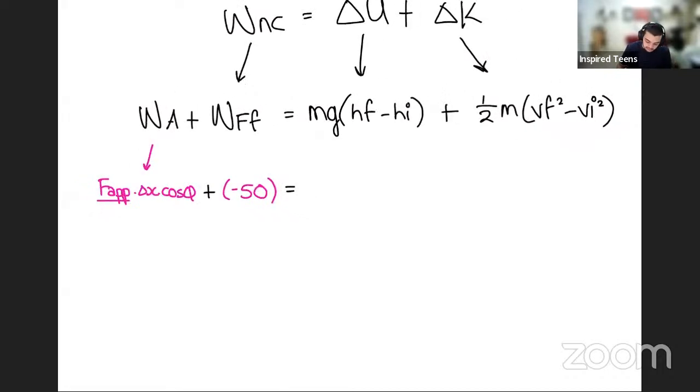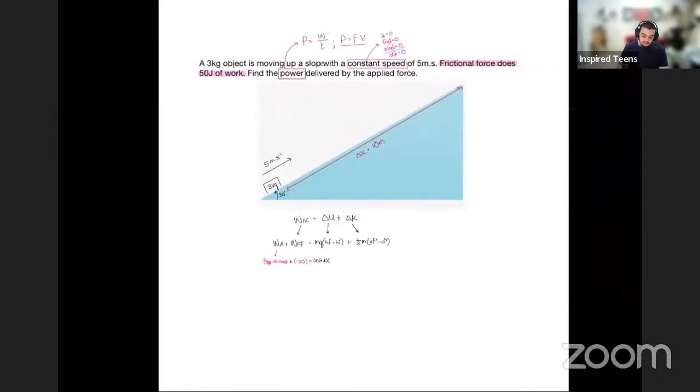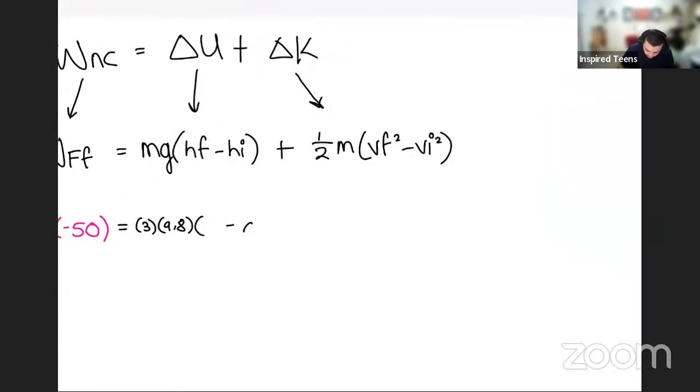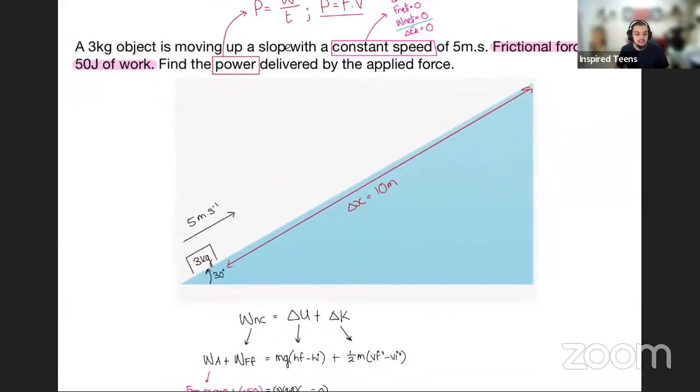Okay, now let's fill in this mgh. So this is 3, 9.8, height final minus height initial. So height final we actually don't have. Height initial is 0. But let's have a look at this question, right? Height final is not explicitly given, but if you remember correctly, I said you can always use trigonometry to manipulate the angle, the displacement, and the height on an inclined plane to calculate one of the three, depending on what's given. Now, in this case specifically, I have the angle and I have what is known as the hypotenuse.